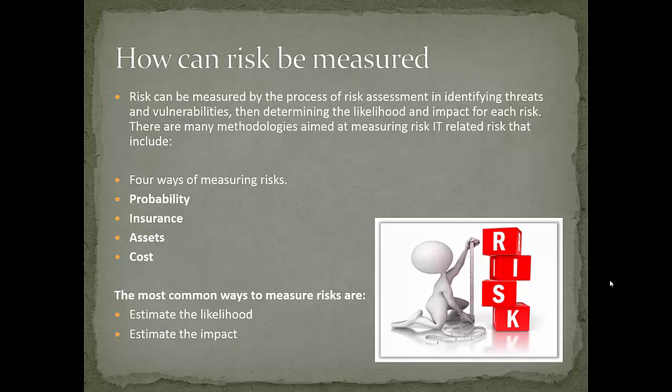The most common way of measuring risk is to estimate the likelihood. This allows organizations to identify each task and then ask themselves how likely it is to happen. Estimate the impact. After deciding how likely each of the risks are, the next stage is to estimate the impact.